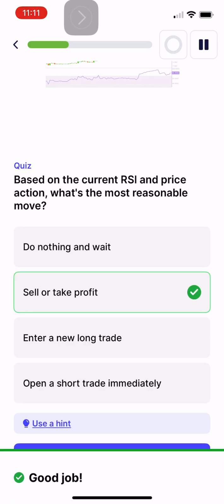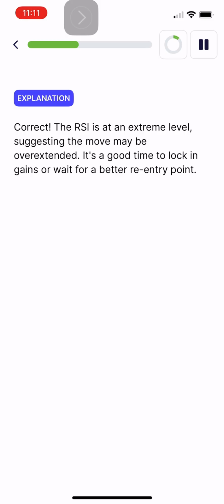Yes, you're right. Correct. The RSI is at an extreme level, suggesting the move may be overextended. It's a good time to lock in gains or wait for a better re-entry point.